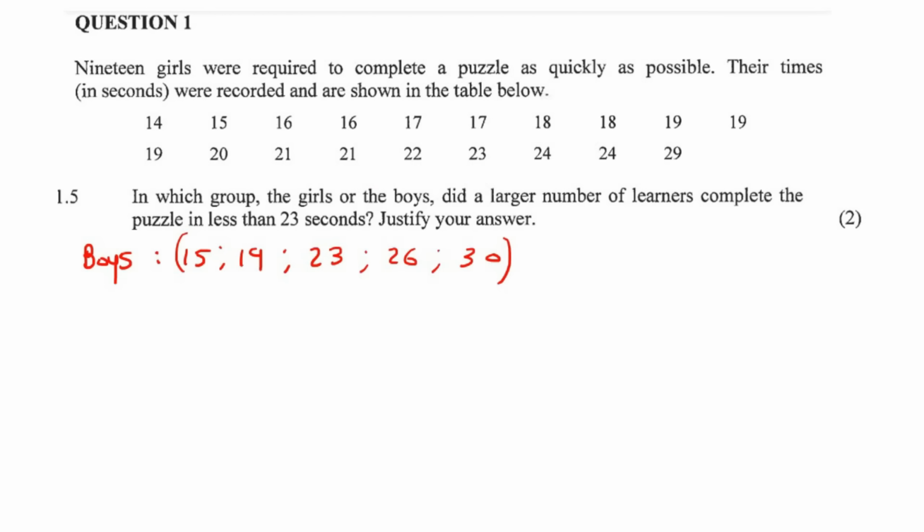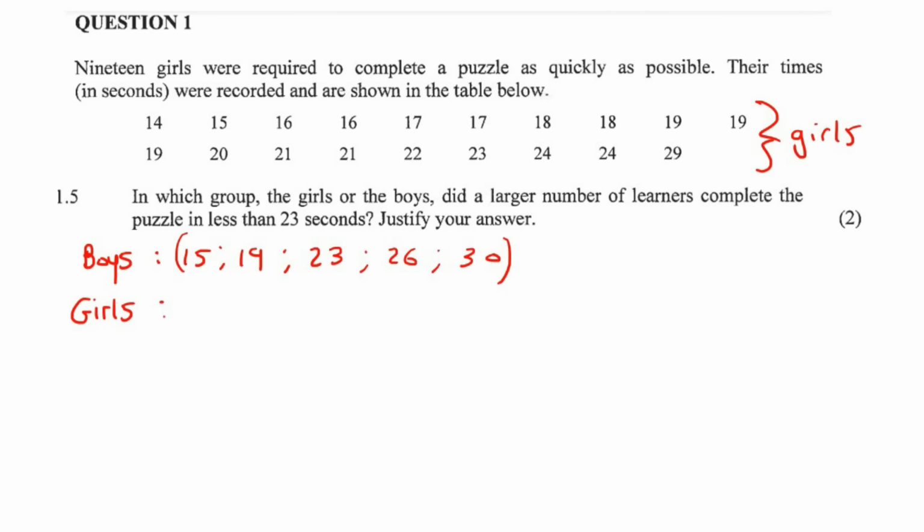Okay, so for this next question, I just went and wrote down the boys' 5-number summary. So it says, in which group, the girls or the boys? So remember, these are the girls that we looked at in the very beginning. And then the 5-number summary here, these are the boys. So in which group did a larger number of learners complete the puzzle in less than 23 seconds? Justify your answer.